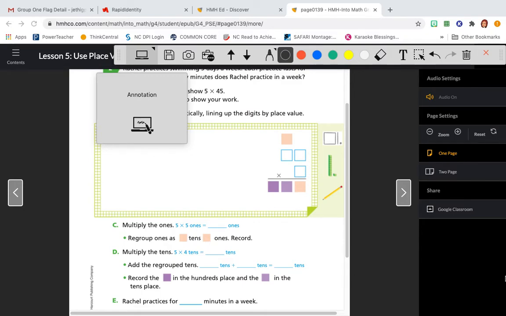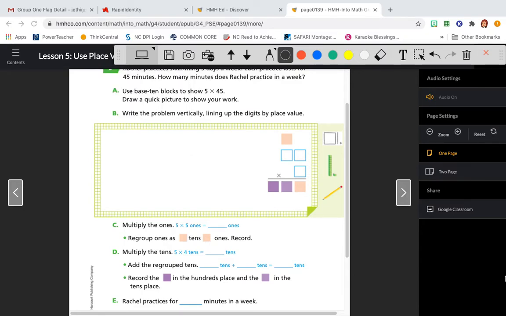Rachel practices swimming 5 days a week. Each practice lasts for 45 minutes. How many minutes does Rachel practice in a week? Use base 10 blocks to show 5 times 45. Draw quick pictures to show your work.